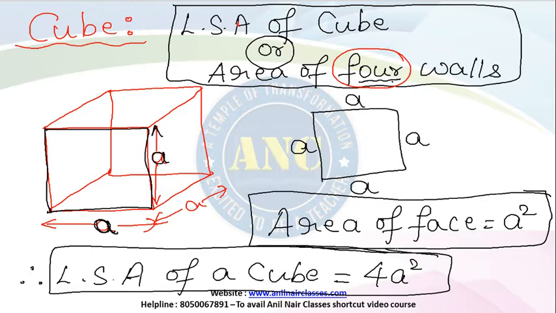Now see, sir, you might memorize this value from your textbook, saying that the lateral surface area of a cube is 4a square, total surface area will be 6a square. All those things you can memorize. But I don't want you to memorize it. I want you to understand the concept.